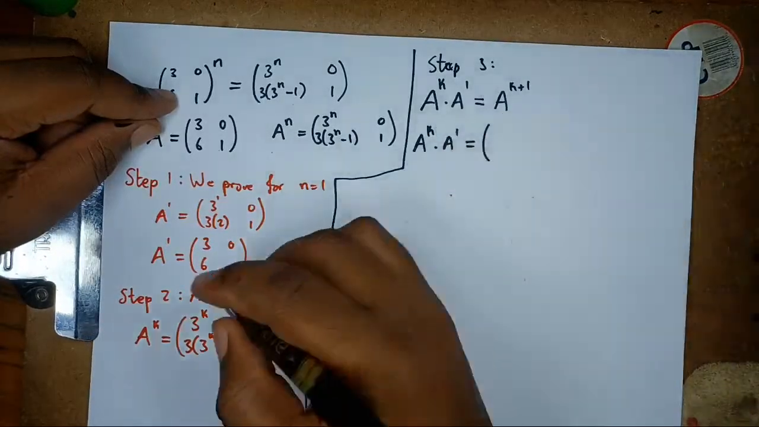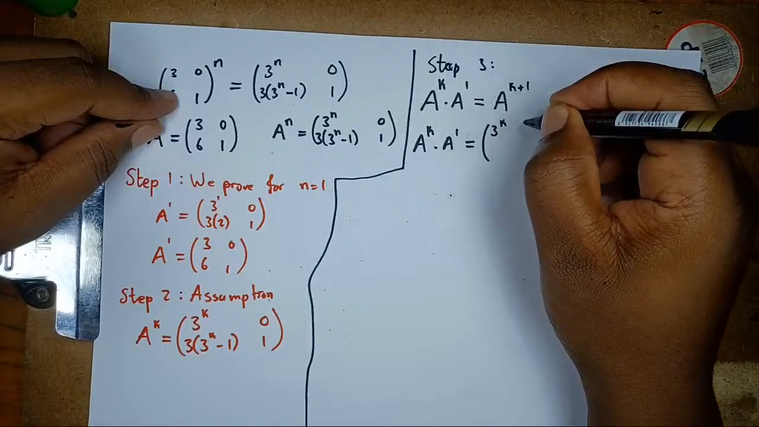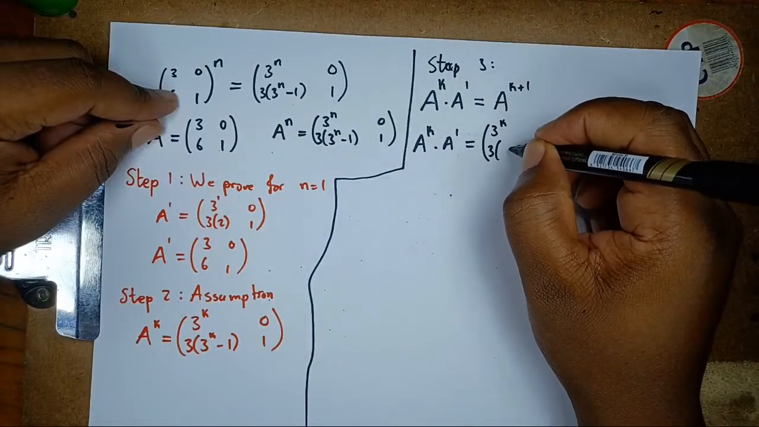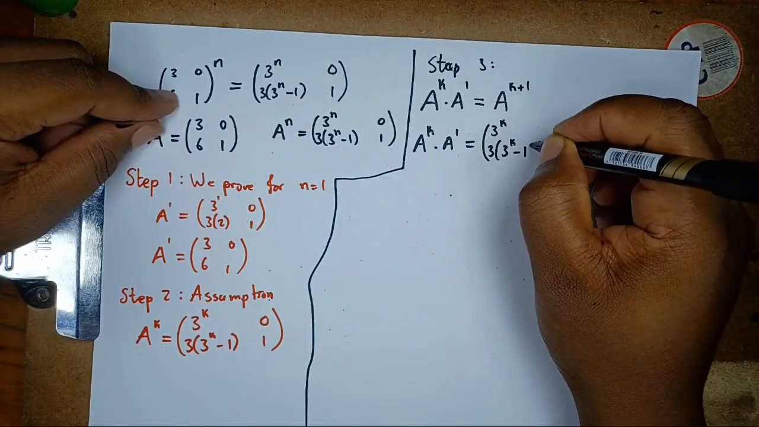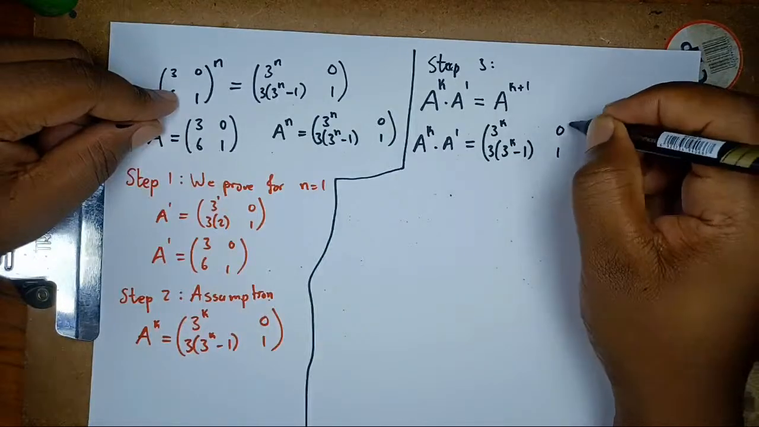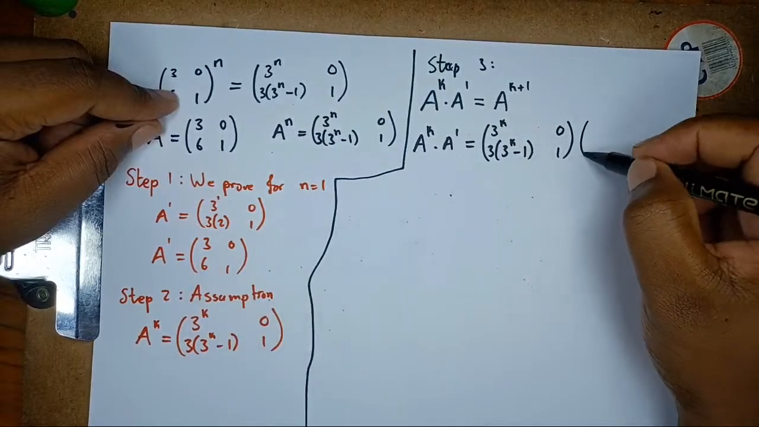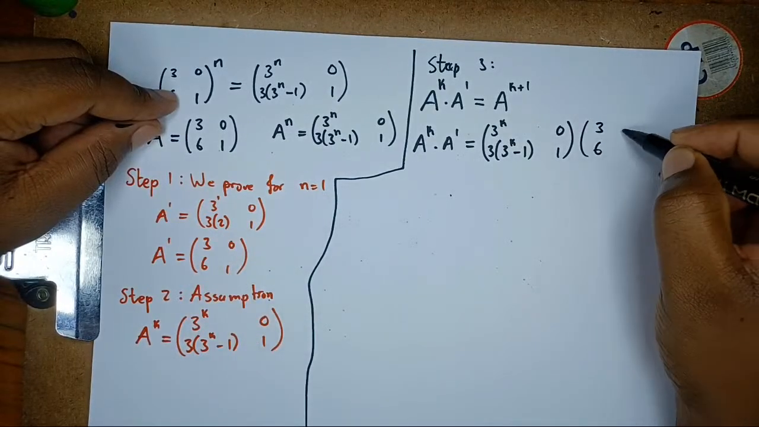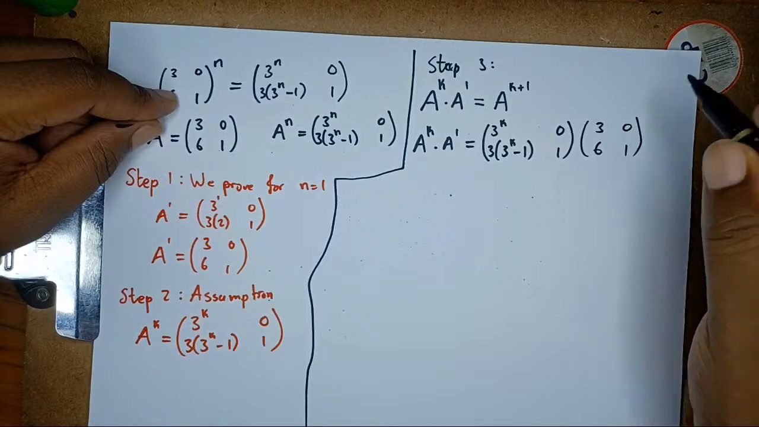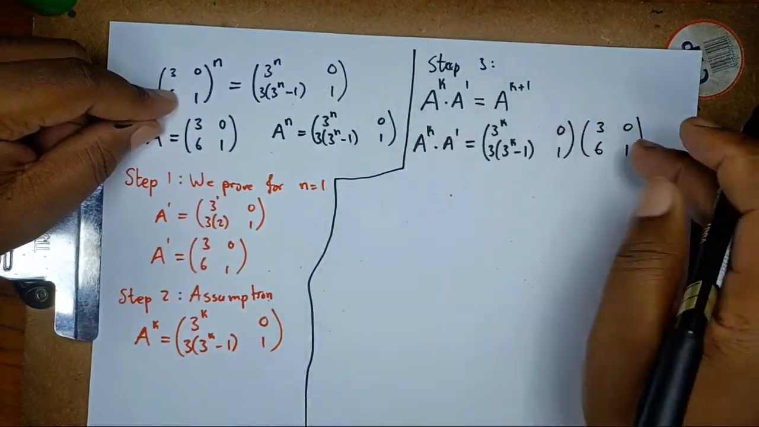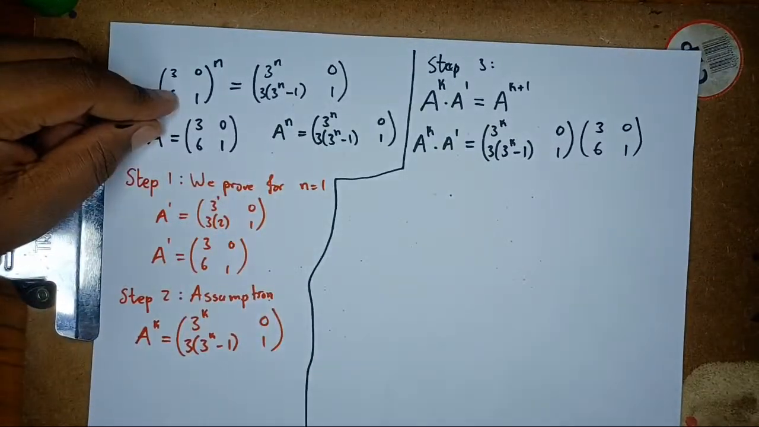So a to the k will have 3 to the k. We have 3, open bracket, 3 to the k minus 1. Here we have a 0, here I have a 1. Like that. That is this part. A to the 1 is this matrix here, which is 3, 6, 0, 1. Okay. So matrix multiplication now.